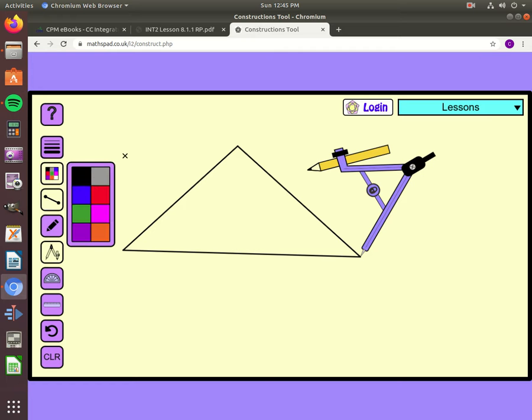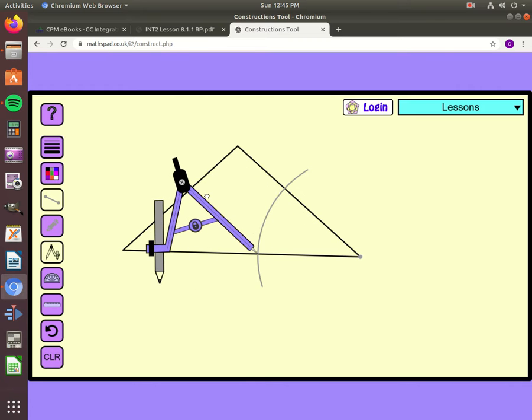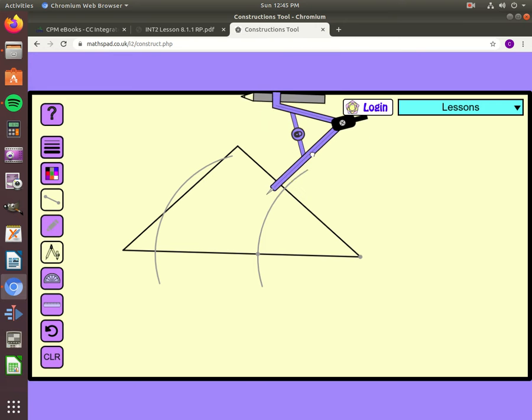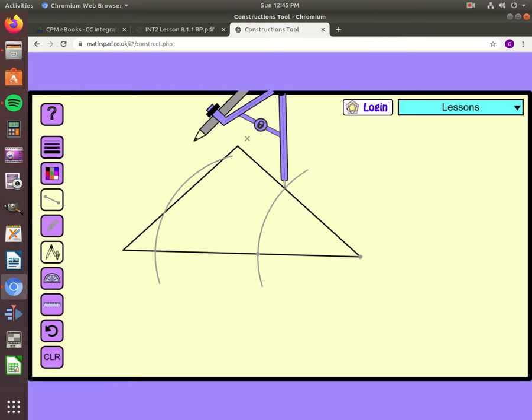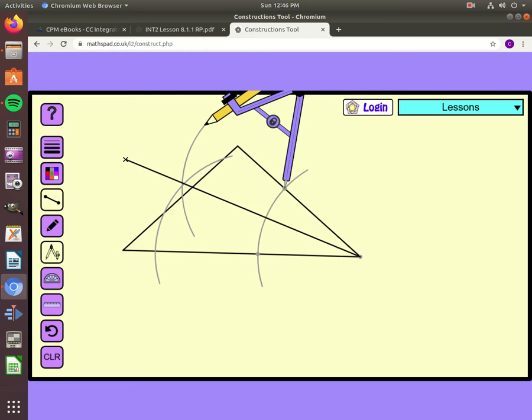So I'll change the colors here. Let's get these angle bisectors. So there we go. I hate when it goes off like that. It's so frustrating. Okay, there we go. And I guess I'll do this one in black. So here we go. Here's one angle bisector.